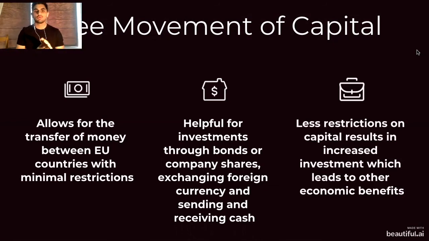But I think overall, when you look at the four freedoms and the impact that they've had on the world in the last 70 or 80 years, I think it's extraordinary. And modern day Europeans can thank whoever came up with this system for years of lasting peace and prosperity.